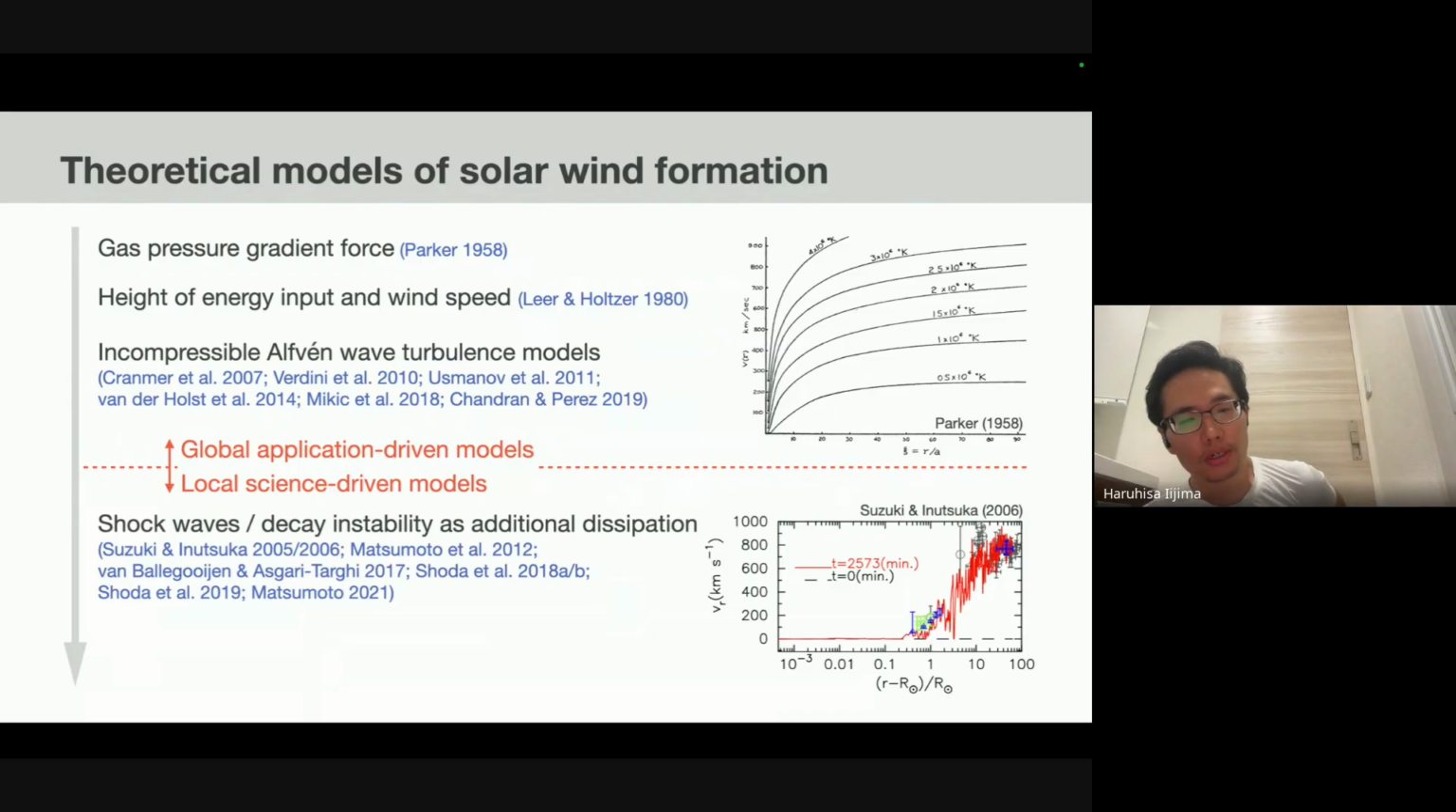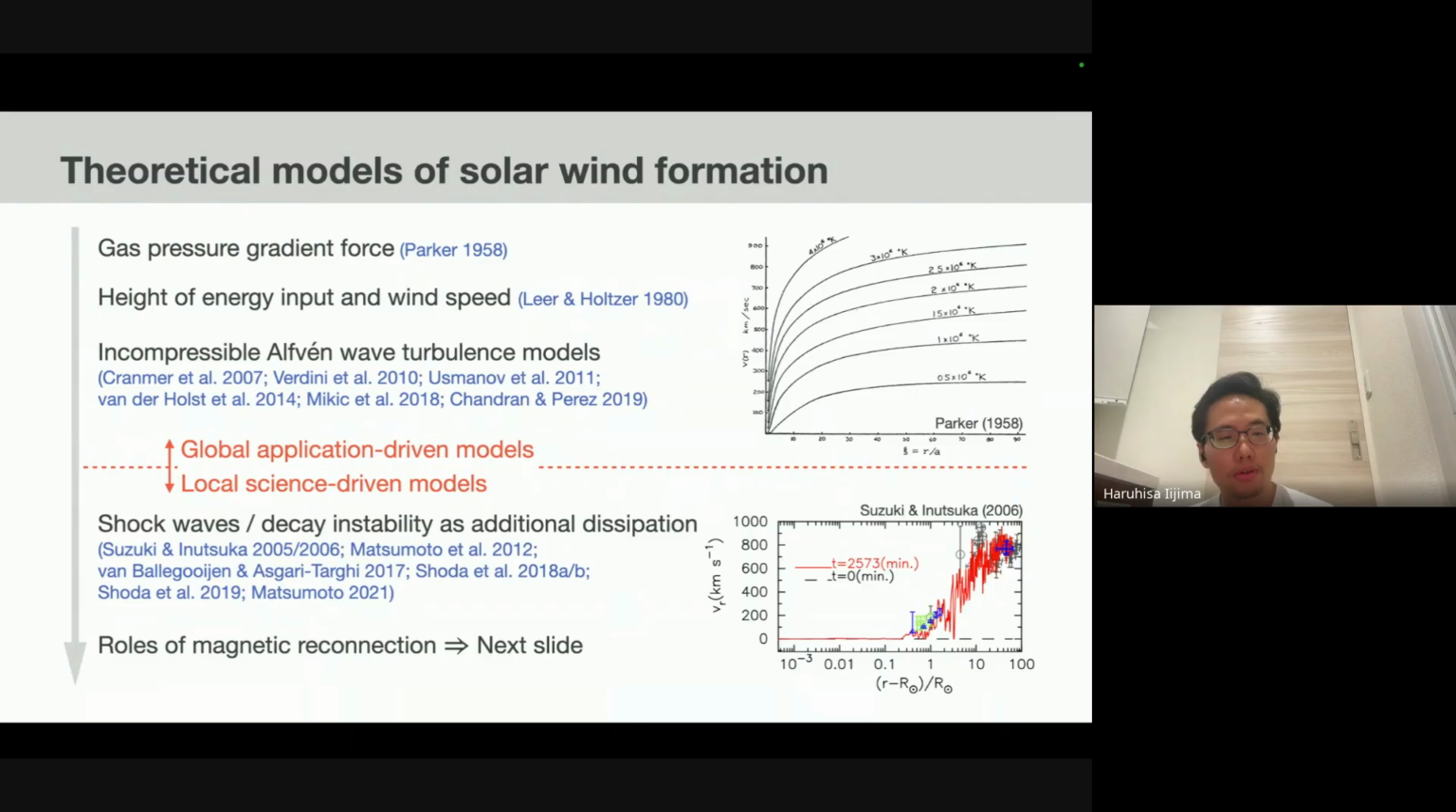Shock waves and the decay instability are important processes. In other words, the compressibility of the MHD waves is important, as it provides an additional dissipation process in the solar wind. Because the Alfvén wave is very difficult to dissipate in the higher layer of the atmosphere, this compressible process helps to dissipate at a certain height of the solar wind, so that the solar wind becomes a bit more realistic.